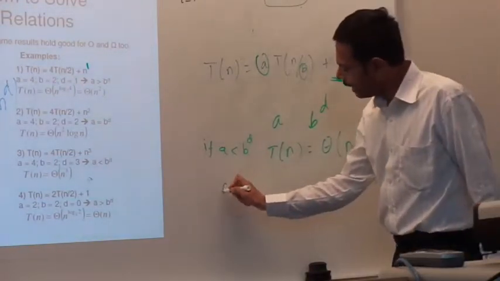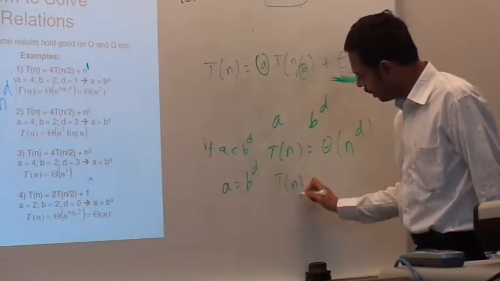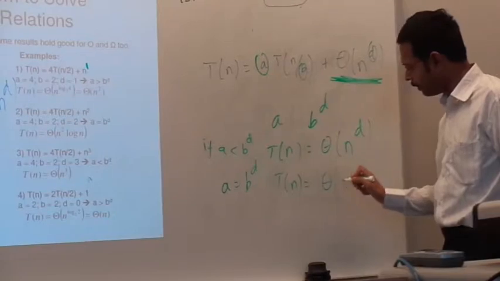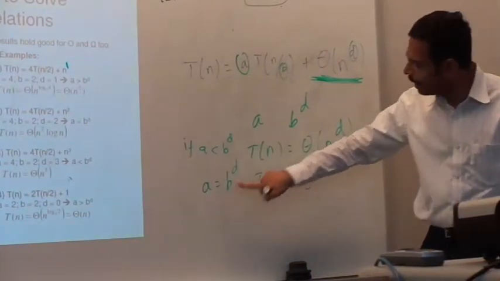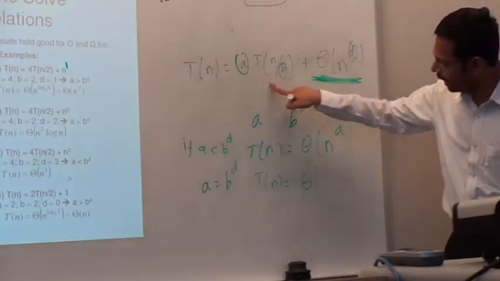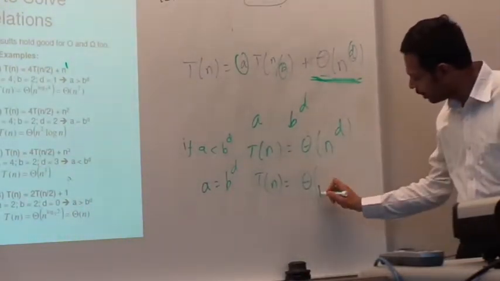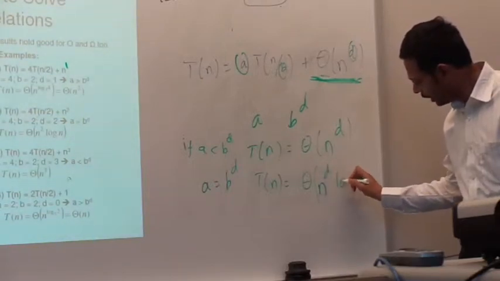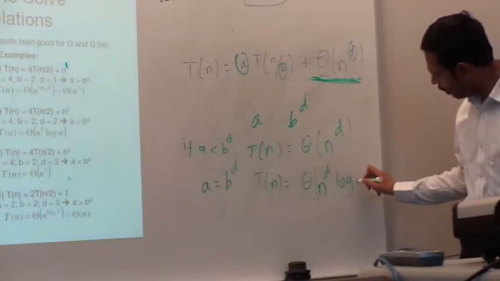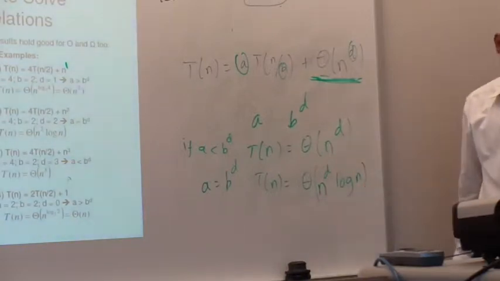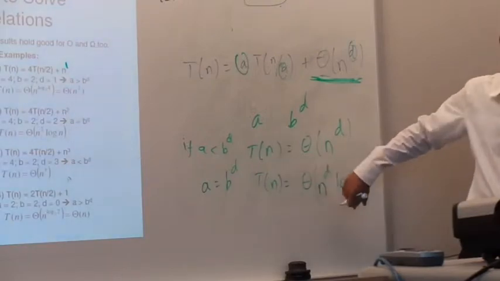So if a is equal to b raised to d, then the formula is T of n is theta of... Here, what we mean by a is equal to b raised to d is that both these terms are dominating. This term is dominating as well as this term is dominating. So in the expression for the time complexity, it will be theta of n raised to d log n. Okay, so this is the formula. You can prove this. We are not proving it in this course. Just take it as a formula.